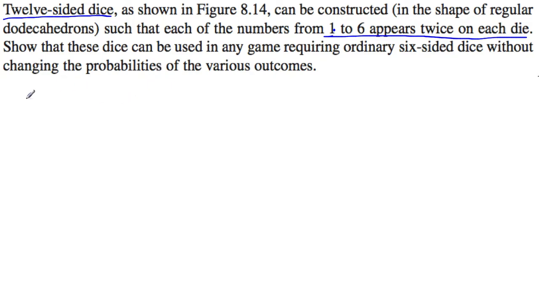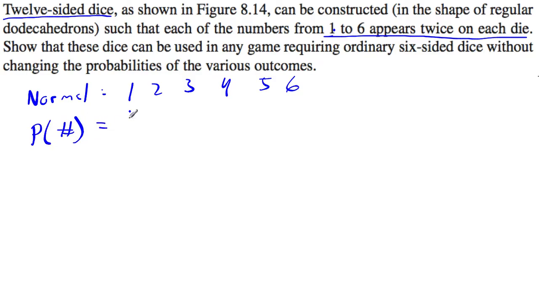Well, what this means is a normal dice. A normal die has numbers 1, 2, 3, 4, 5, and 6, correct? So the probability of any number is 1 out of 6. If I roll a die, what's the probability that I get a 4? Well, there's one 4 out of the 6, so the probability is 1 out of 6.